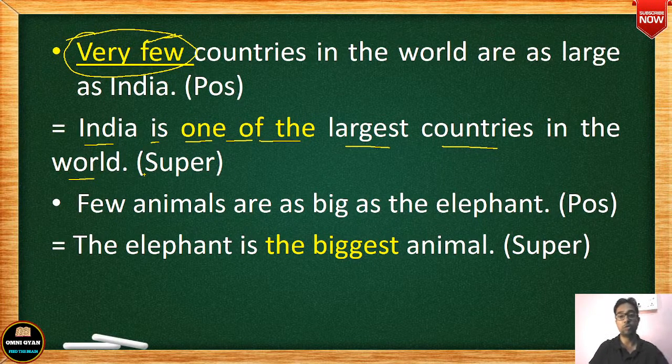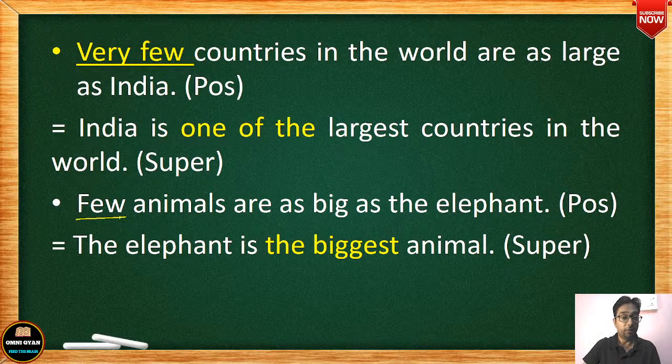That means it is just one. Okay, there could be other countries in the world also who could be as large as India. तो इंडिया उनमें से एक ही सिर्फ कंट्री है. ऐसे और भी कंट्रीज हो सकते हैं जो इंडिया जैसा ही बड़ा है. तो इसलिए हम यूज करते हैं स्ट्रक्चर one of the. ठीक है, you understood this thing? So one of the you use if there is very few.